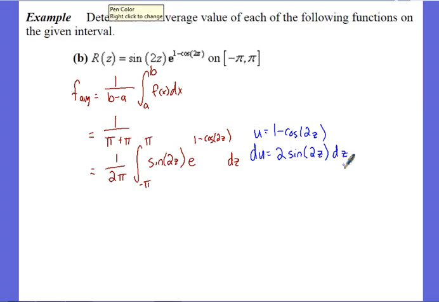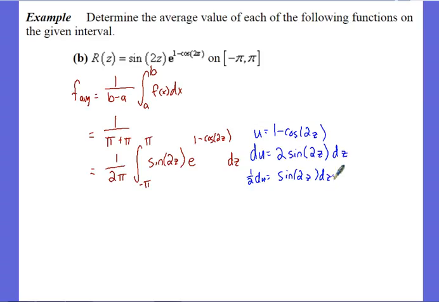So, does that look like what we have? Pretty close, except what? That 2 in front. That's an easy fix. What do we do? Half of it. So I only need half of du, which would give me the sine of 2z dz that I need. Agreed?